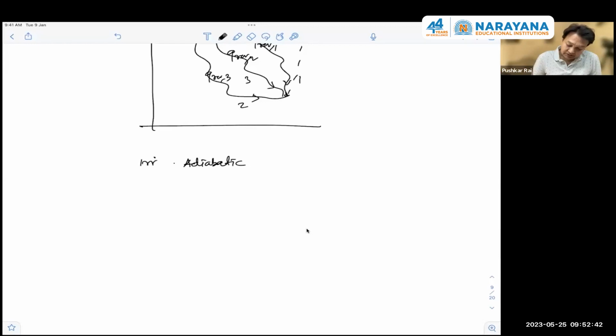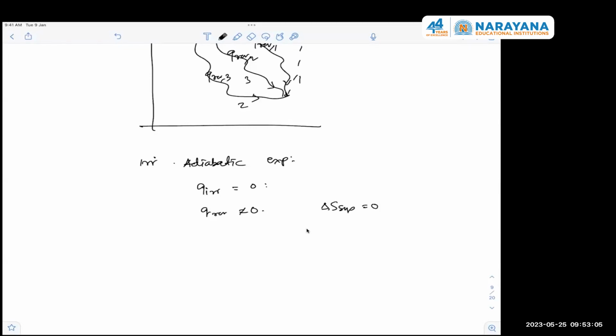Irreversible adiabatic expansion: Q irreversible is equal to 0, but Q reversible is not equal to 0. Had it been the case, then delta S system should also be 0. अगर Q reversible 0 होता तो डेल्टा S सिस्टम भी 0 होता. क्या इसका डेल्टा S सिस्टम 0 होता है? नहीं होता. Because that reversible path which we get between those 2 points is not adiabatic.